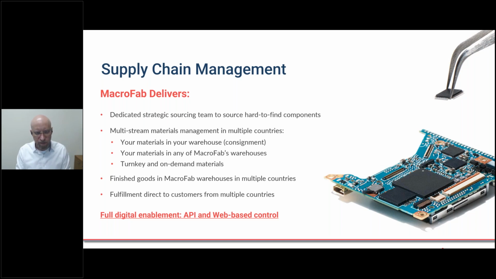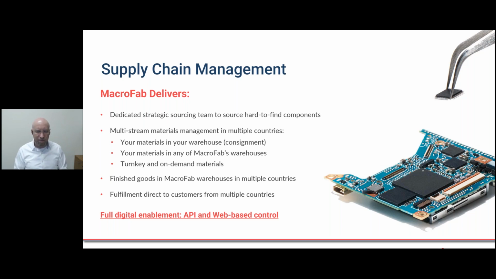We can store those finished goods, and then we can enable fulfillment direct to customers, managed by you either through our platform or through APIs, so that you can not just manage the materials to build it, but the finished goods, all through one interface, all through one API, and really be fully digitally enabled, right?